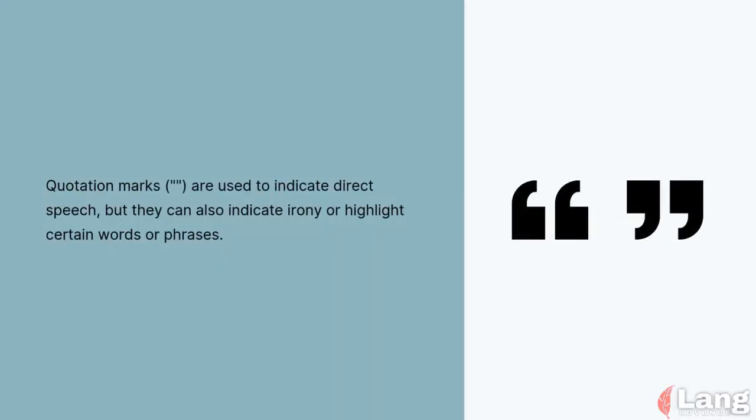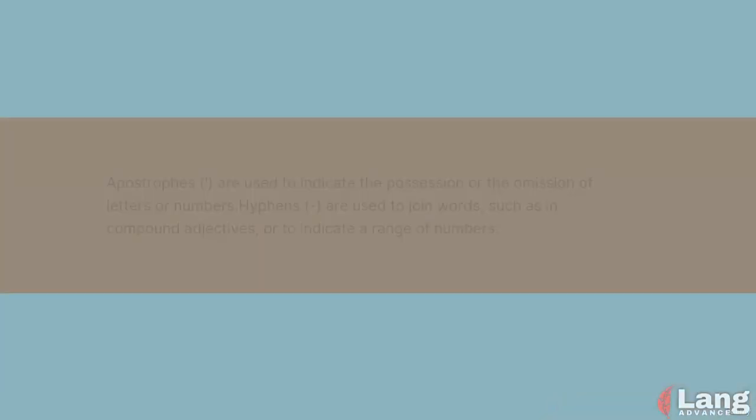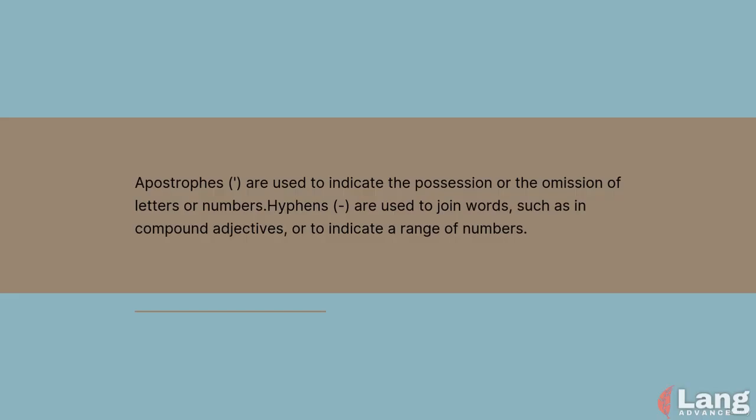Quotation marks. Quotation marks are used to indicate direct speech, but they can also be used to indicate irony or to highlight certain words or phrases. Apostrophes are used to indicate the possession or the omission of letters or numbers. Hyphens are used to join words such as compound adjectives or to indicate a range of numbers.